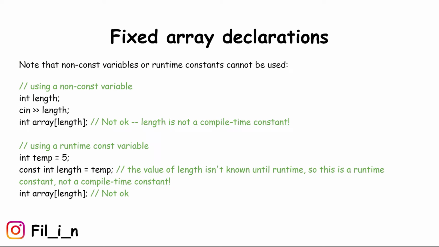Using a non-const variable: int length; cin >> length; int array[length]; not OK. Length is not a compile time constant. Using a runtime const variable: int temp = 5; const int length = temp; The value of length isn't known until runtime, so this is a runtime constant, not a compile time constant. int array[length]; not OK.